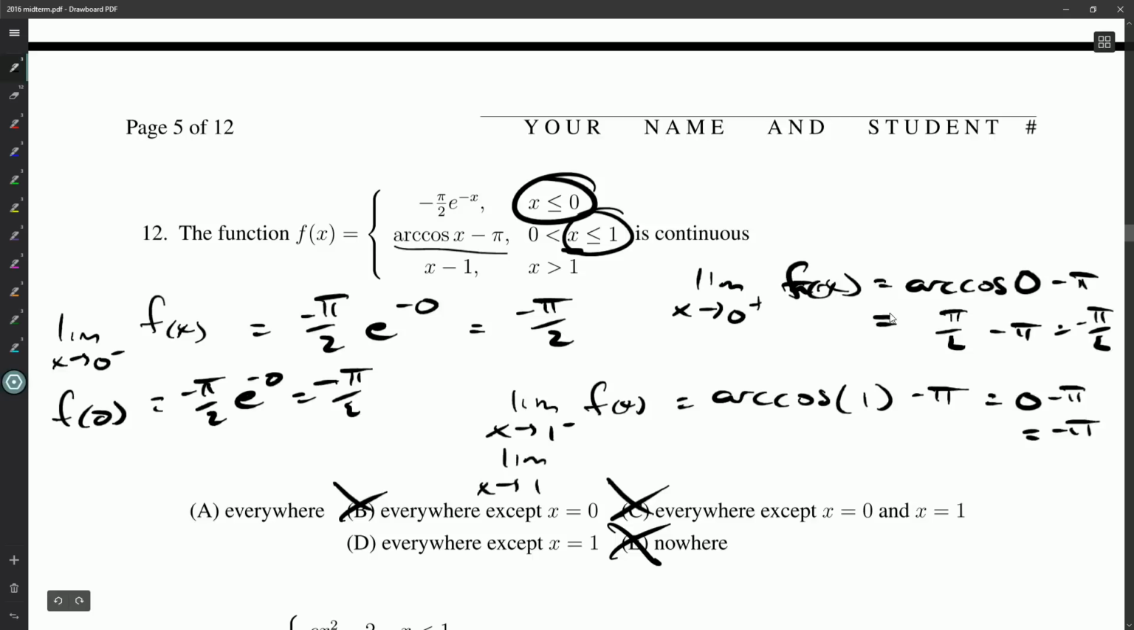And the limit as x approaches 1 from above of f of x, well, it'll look like x minus 1. So plug in 1 minus 1, and that'll be 0. 0 and -pi don't match, so you're not continuous at 1, and that means our answer is D.